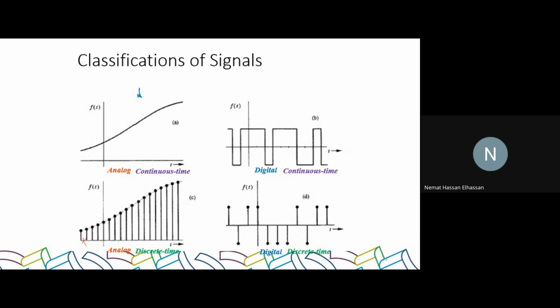Now let's look at signal B. If you notice, signal B is also continuous in time. At any given point in time, signal B has a value, right? However, if you look at its amplitude, it's only alternating between two values, right? You can call it high-low or 0 and 1.